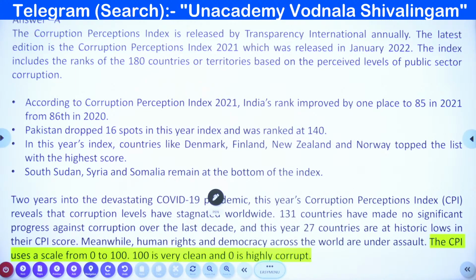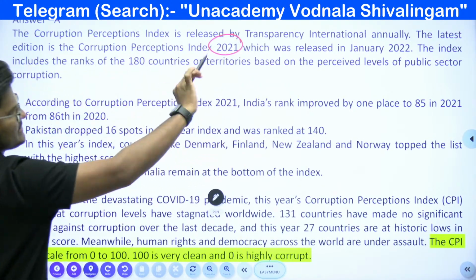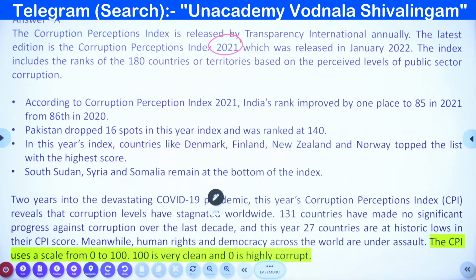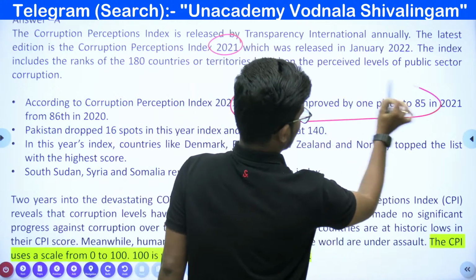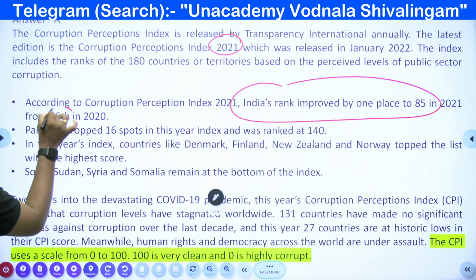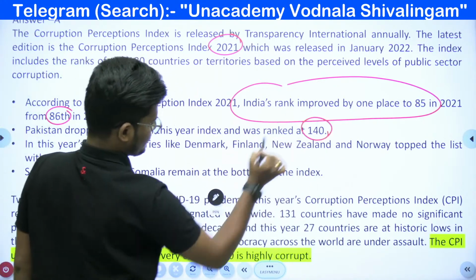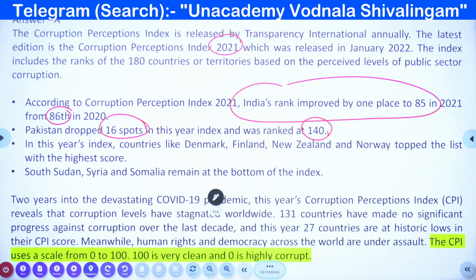The Corruption Perception Index is released by Transparency International annually. As per the latest 2021 report, which was released in January 2022, India is standing at rank number 85 in 2021, and previously it was 86. Now it is the 85th position. Pakistan dropped by 16 spots this year and ranked at 140. Pakistan is standing at 140, India is at 85th place.